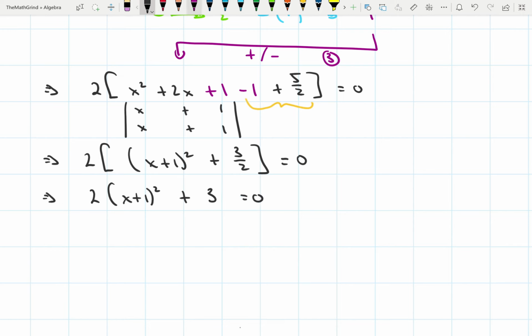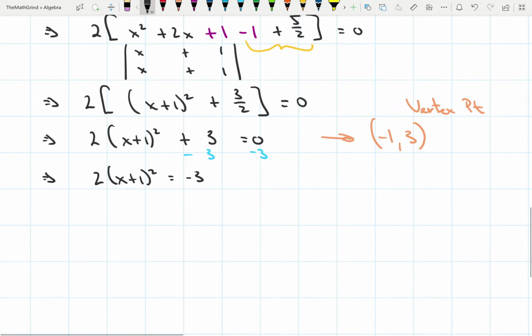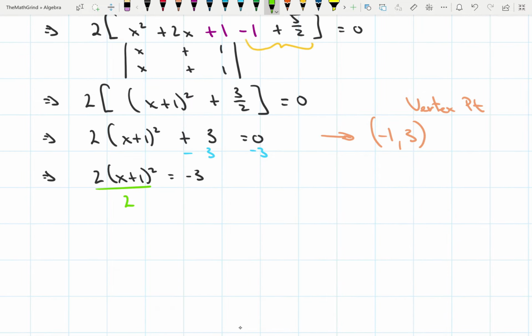Now again, if you're asked for the turning point of this equation or the vertex of it, you could read that off now as negative 1, 3. So that is the vertex point or the turning point. But this question, we're just going to look at solving this. So now we're going to subtract 3 from both sides. So 2 bracket x plus 1 to be squared will be equal to negative 3. I don't like that 2 in front of the bracket, so I'm going to divide both sides by 2.